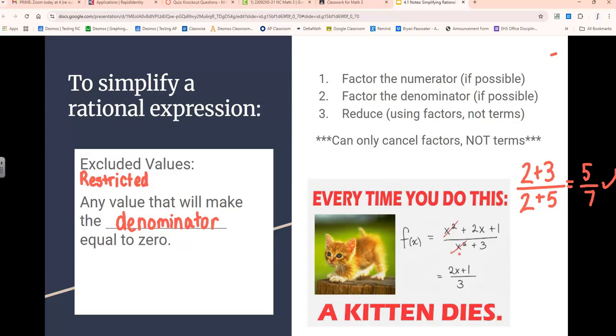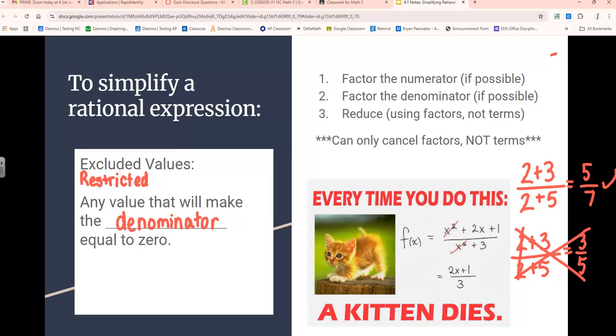But if I cancel, like this person has canceled in this equation right here, 2 plus 3 over 2 plus 5, then I would just mark those two out right there and say, oh, that is 3/5. Is that equal to 5/7? It is not. 5/7 and 3/5 are not equal to each other. This is wrong. We cannot do that.